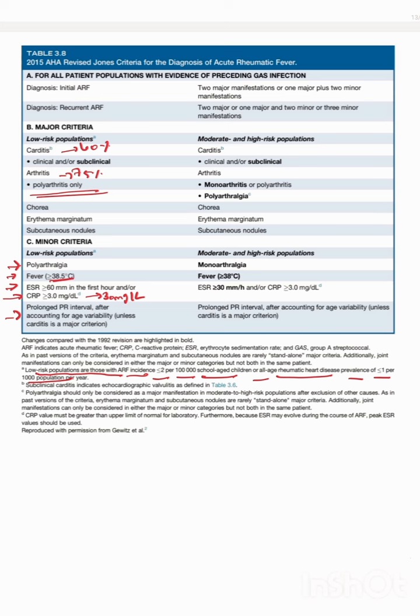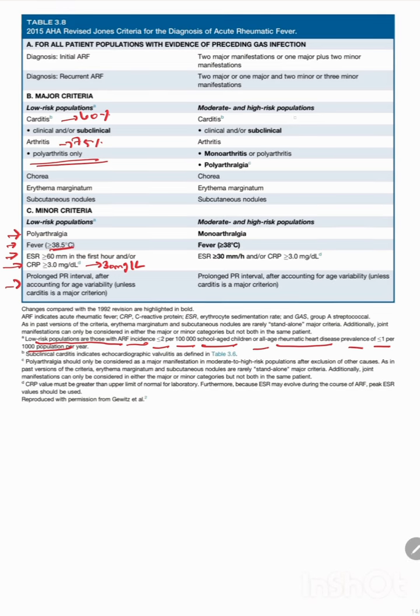Whereas what are the changes you see in the high risk population? In the high risk population, in the major criteria, you will be including monoarthritis also. You will also be including polyarthralgia also. Polyarthralgia, which is a minor criterion, now becomes a major criterion, because they are giving relaxation to this criteria to pick up more and more cases in the high risk population, so that they will get adequate treatment and that can prevent established rheumatic heart disease. In minor criteria, what are the relaxations that have been given to the high risk group? One is monoarthralgia, another one is fever that is more than 38 degrees. ESR cutoff has been reduced to 30, and the rest is going to be the same.